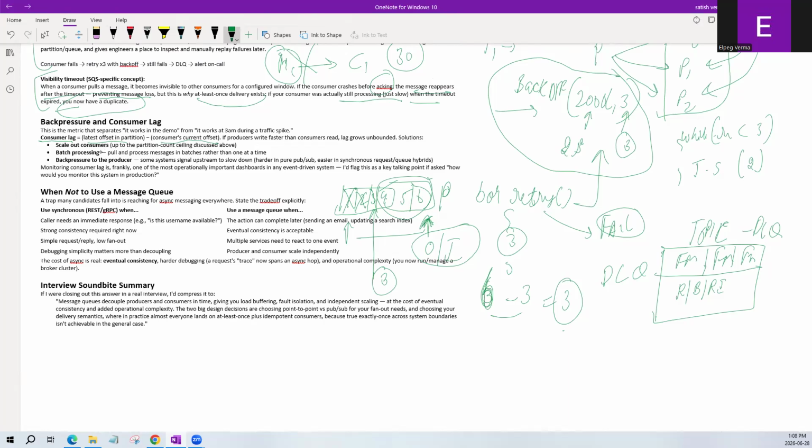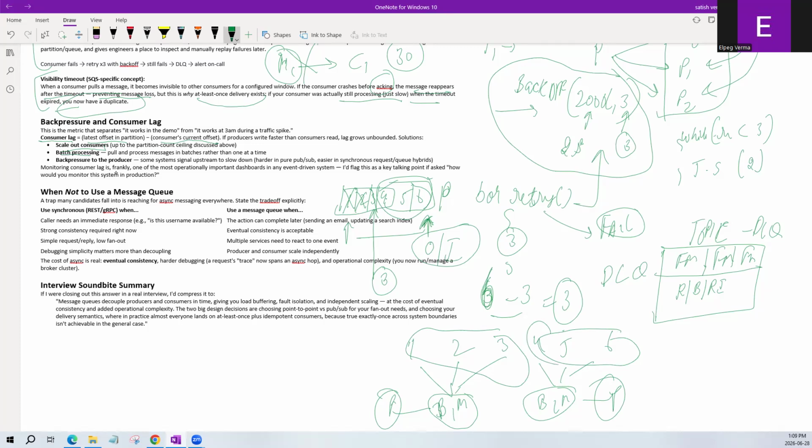So how do we get rid of this lag? Scale out consumers, and batch processing. What is batch processing? Pull and process messages in batches. We have 6 messages, 1 to 6. Suppose we pull 3 messages altogether; this is a batch. Then we pull the second batch and process it. So 3 messages get processed in one go. This is batch processing.